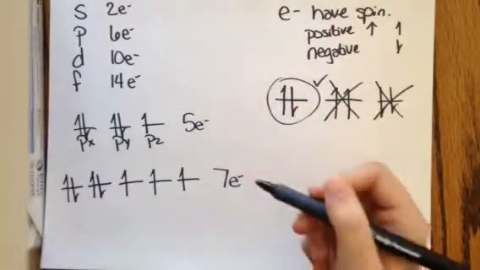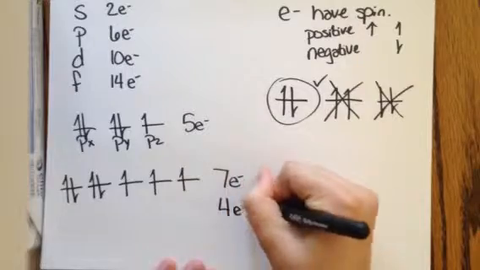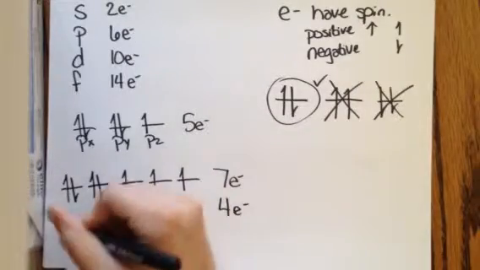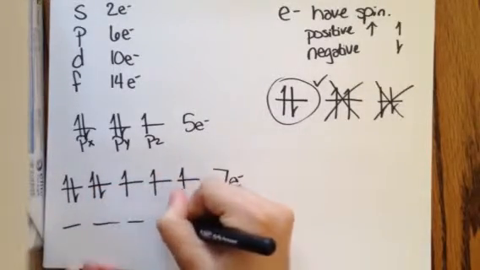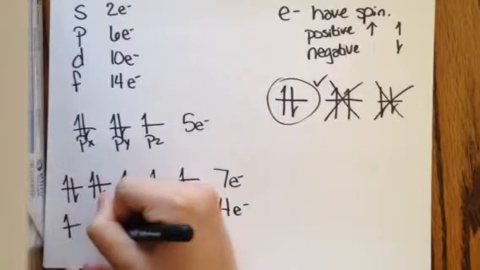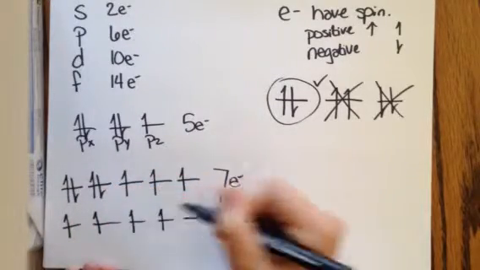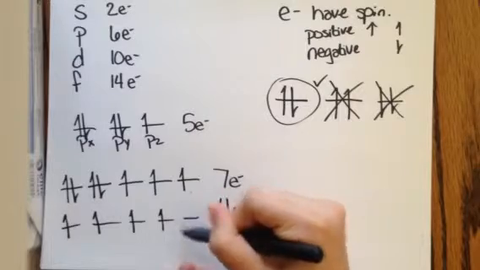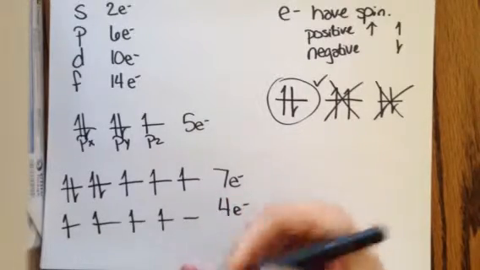Let's say that we only had 4 electrons to fit into that d orbital. 1, 2, 3, 4, 5. 1, 2, 3, 4. Now this one has been left alone entirely. There aren't any electrons in it.